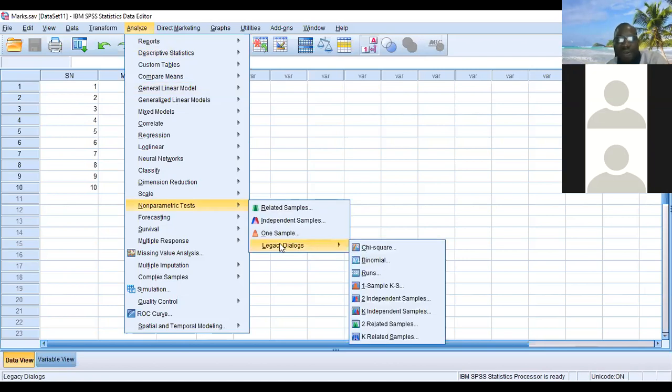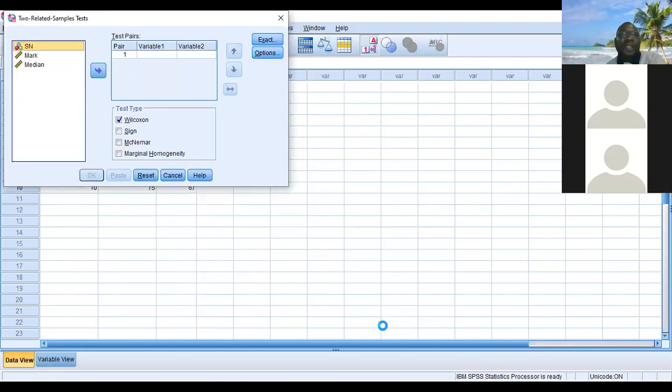In the dialog box, we now go to two related, even though it's one sample. Two related samples, as if it's a pair, the way we did paired samples the other time. You know the way we did paired samples yesterday? Yeah, two related samples. Yes, you now move.